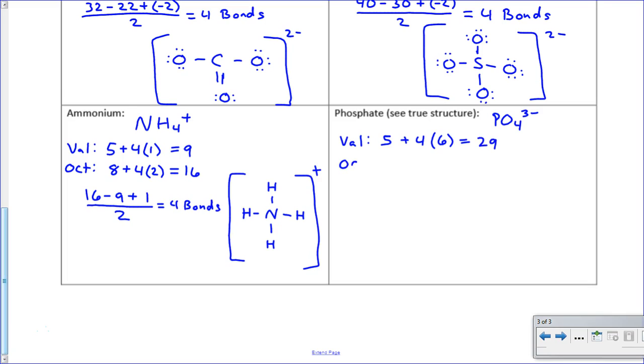Then the octets, we've got 5 atoms here. None of them are hydrogen, so they each want 8. You multiply those, you get 40. Okay, then we have 40 minus 29 plus the charge, plus negative 3, over 2. And what you get from this is 4 bonds.